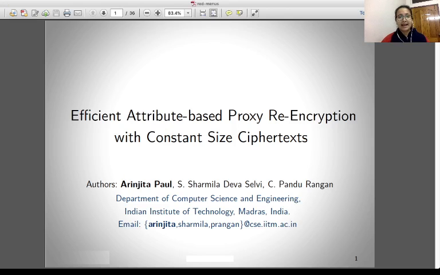Hello everyone, I am Arinjita and today I shall be explaining our paper Efficient Attribute-Based Proxy Re-Encryption with Constant Size Ciphertexts. This is joint work done with Dr. Sharmila Deva Selvi and Professor C. Pandu Rangan at IIT Madras, India.